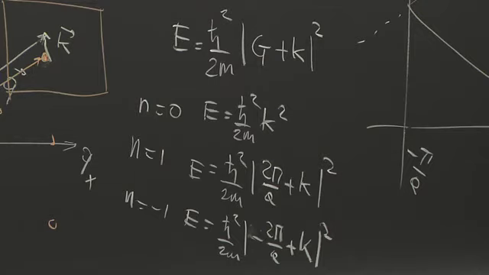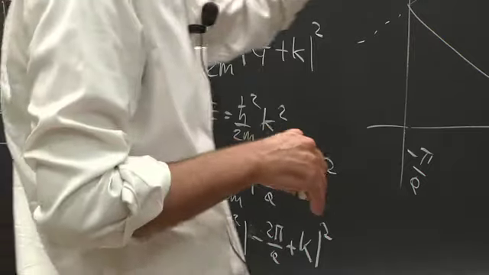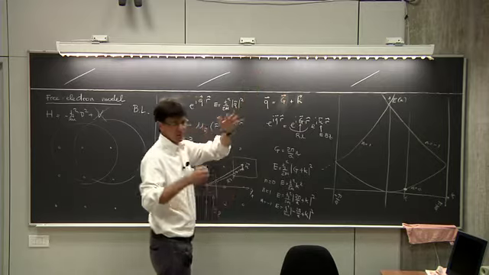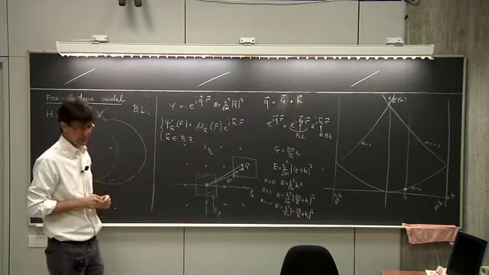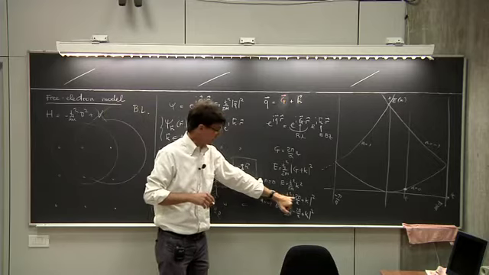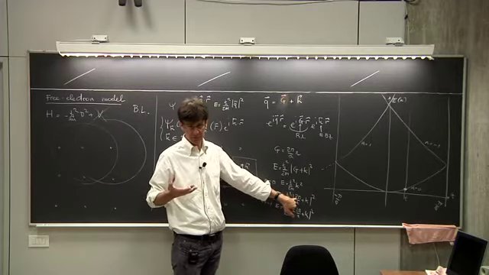In principle, I can continue, right? I can continue 3, 4, -3, -4, and I will obtain a sequence of segments of parabolas whose energy is higher and higher and higher. In fact, it grows like n squared almost, right?